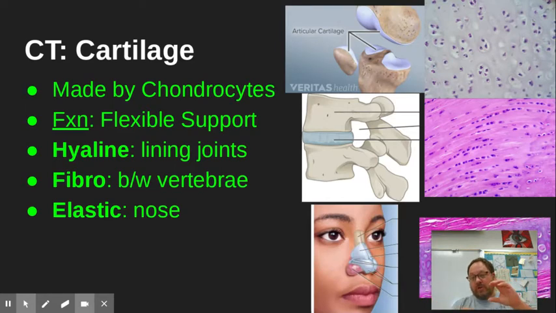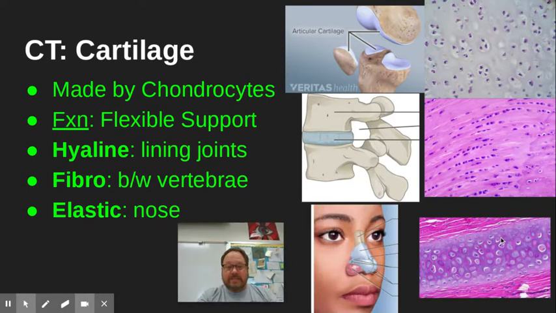So these fibrocartilage discs provide some joint space in there, and it allows a little bit of flexibility in those joints. Now, again, you can't move the distance between two vertebrae much because those fibers make it a really tough, dense disc. The last type of cartilage we'll look at is elastic cartilage.